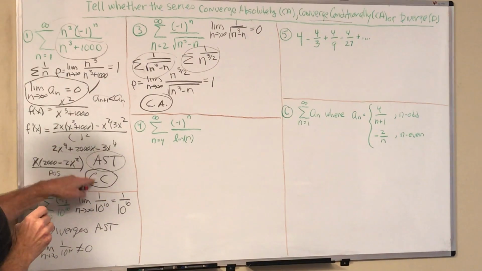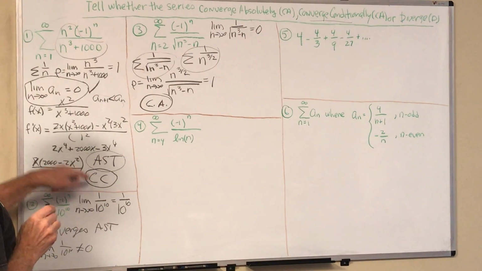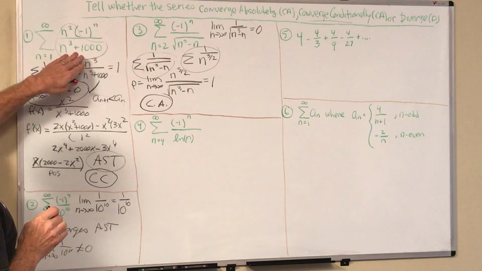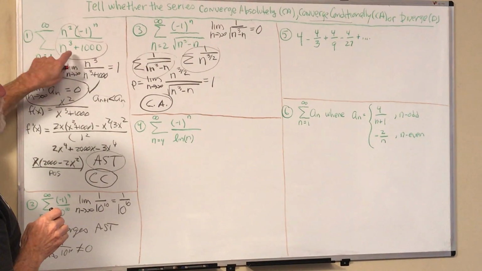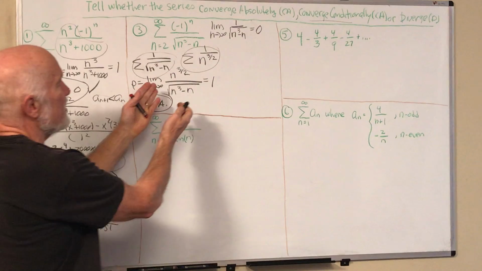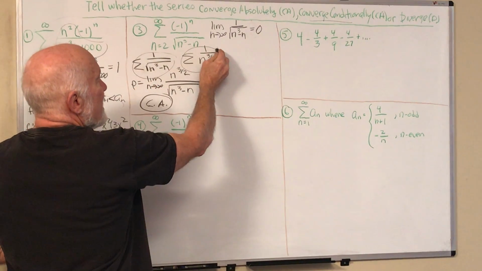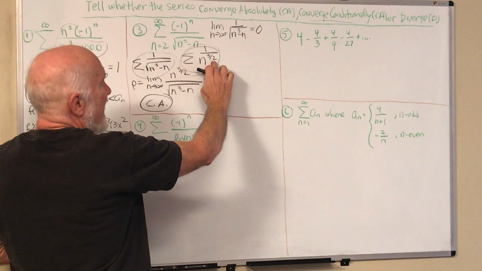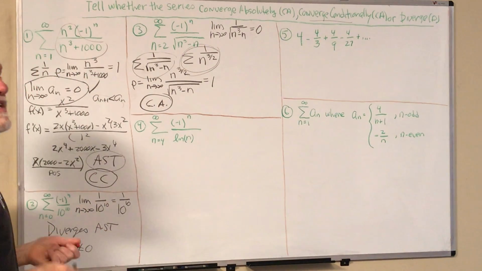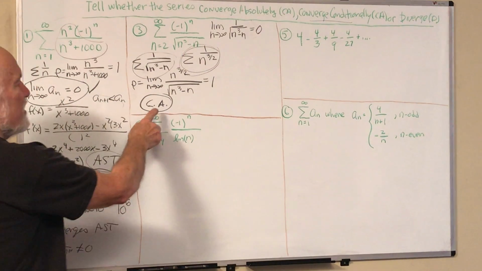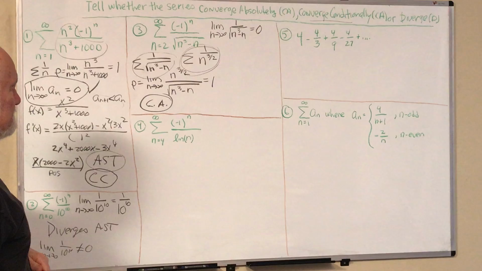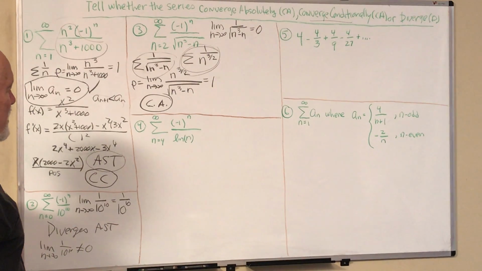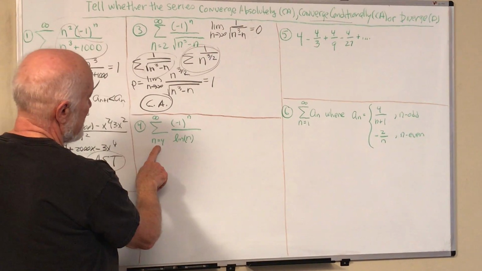This one only converged conditionally, because without the alternating series, it looked more like 1 over n. This one, without the alternating part, looks like 1 over n to the 3/2. So it really didn't need the alternating part, therefore it converges absolutely. Okay, so try this one.